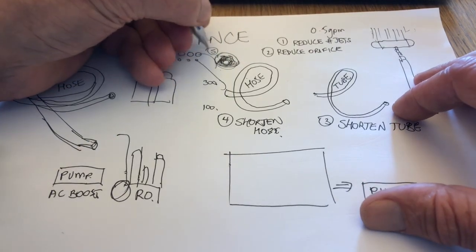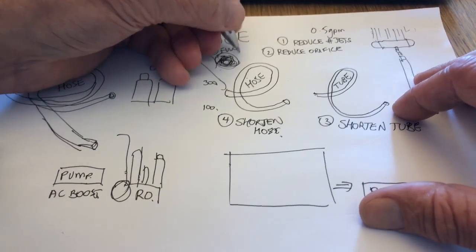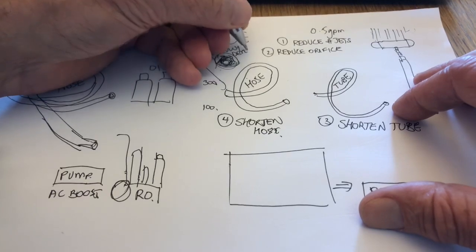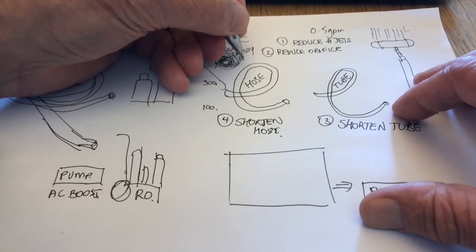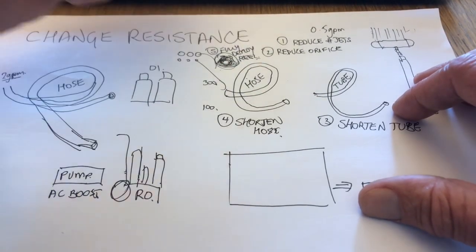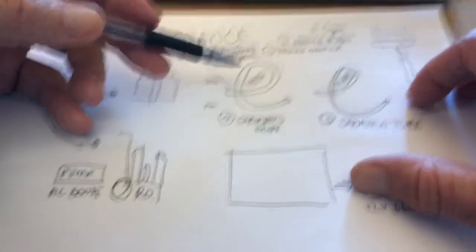So 5, fully deploy reel hose. That will reduce resistance, yeah?